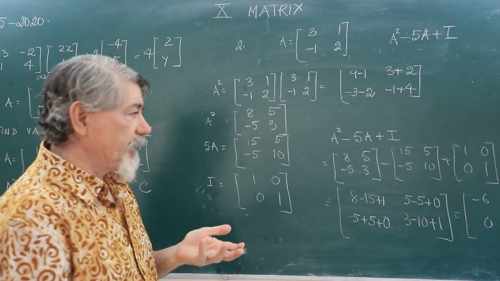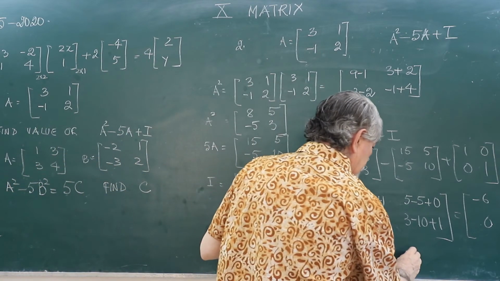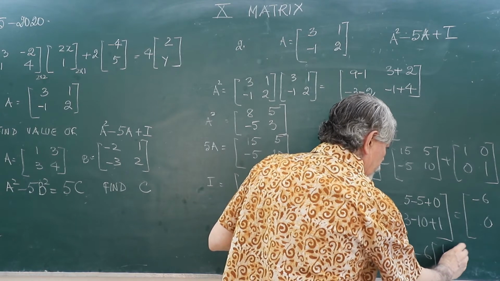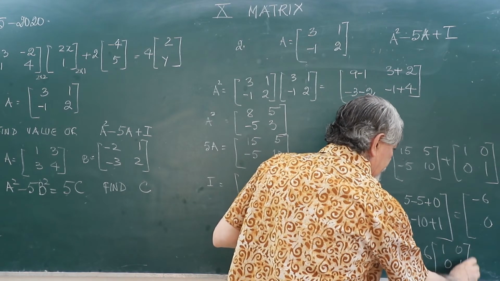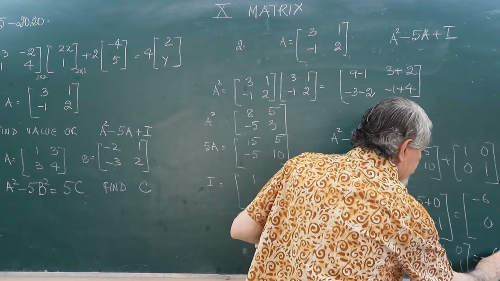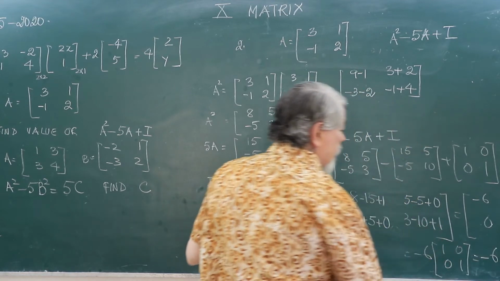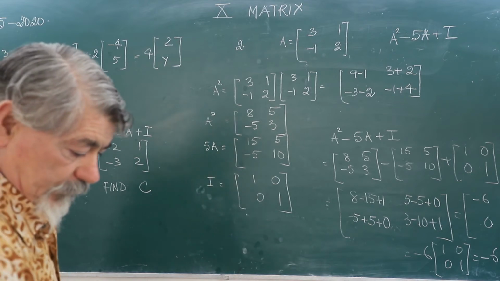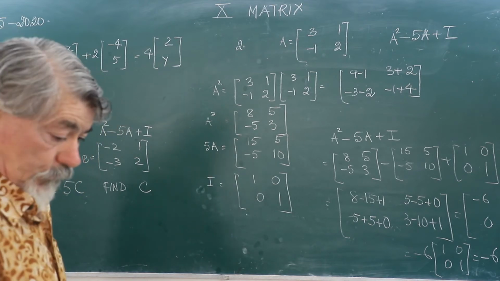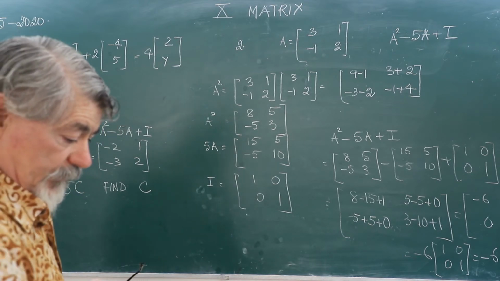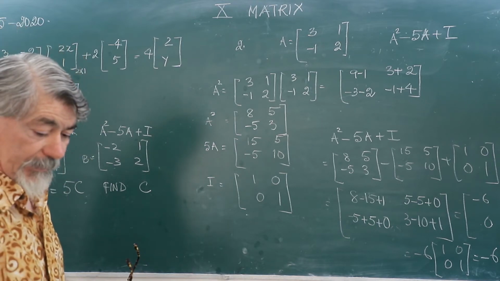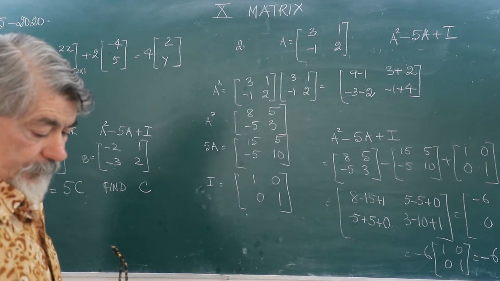So you get the answer as minus 6, 0, 0, minus 6. You can take minus 6 common out and get 1, 0, 0, 1. It could be written as minus 6I also. This is an identity matrix of the order 2 into 2. So we have got A square minus 5A plus I is equal to this.